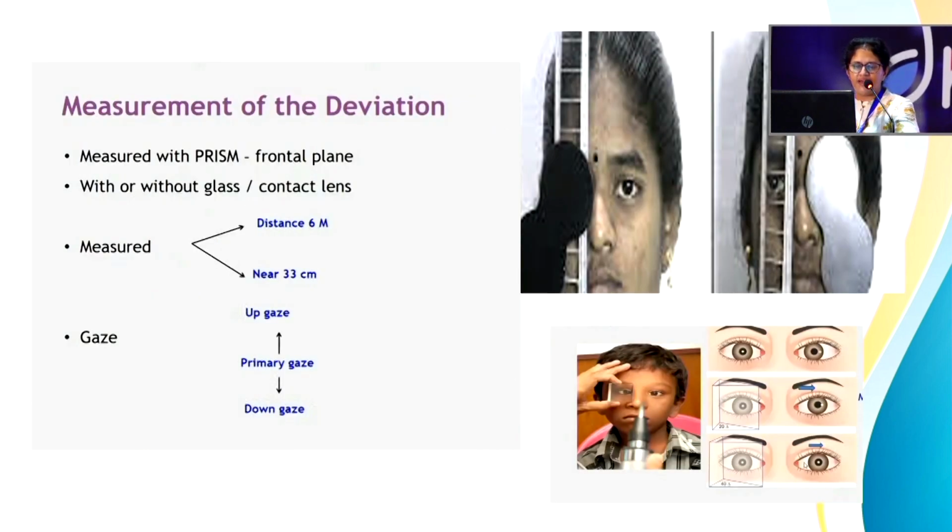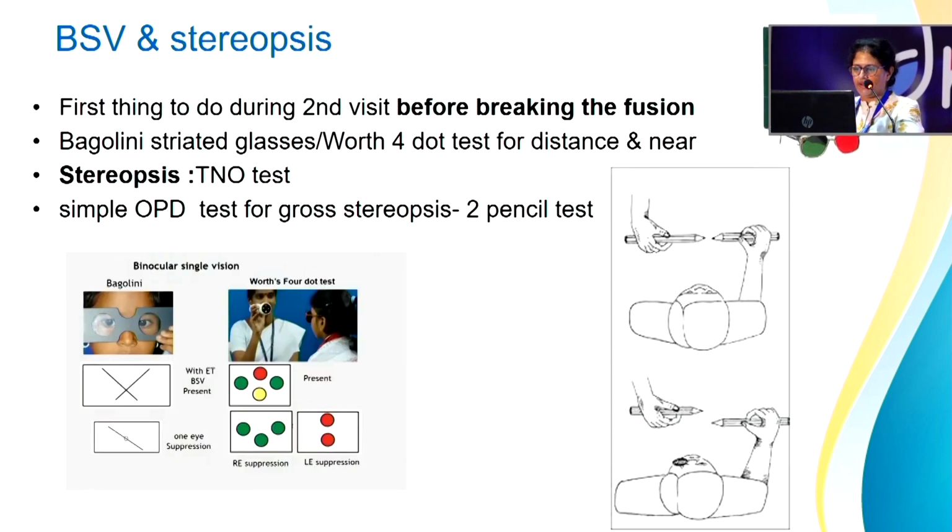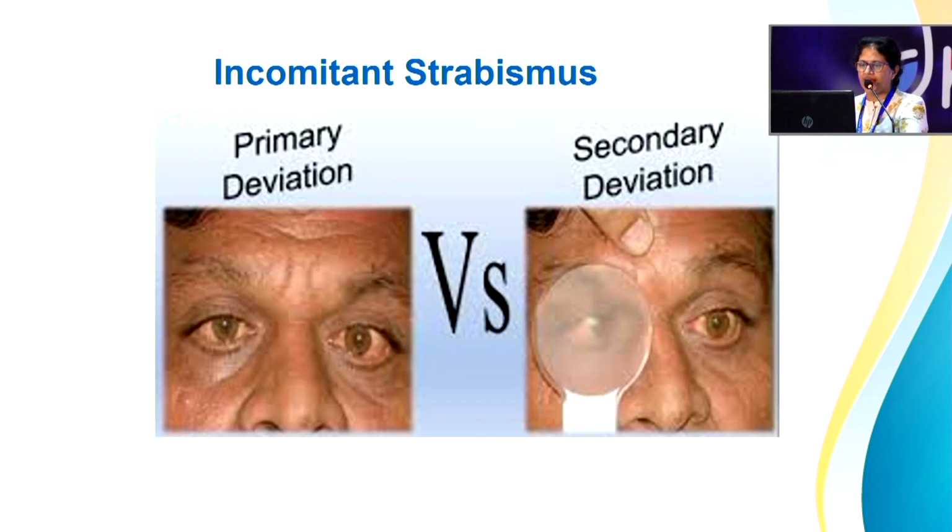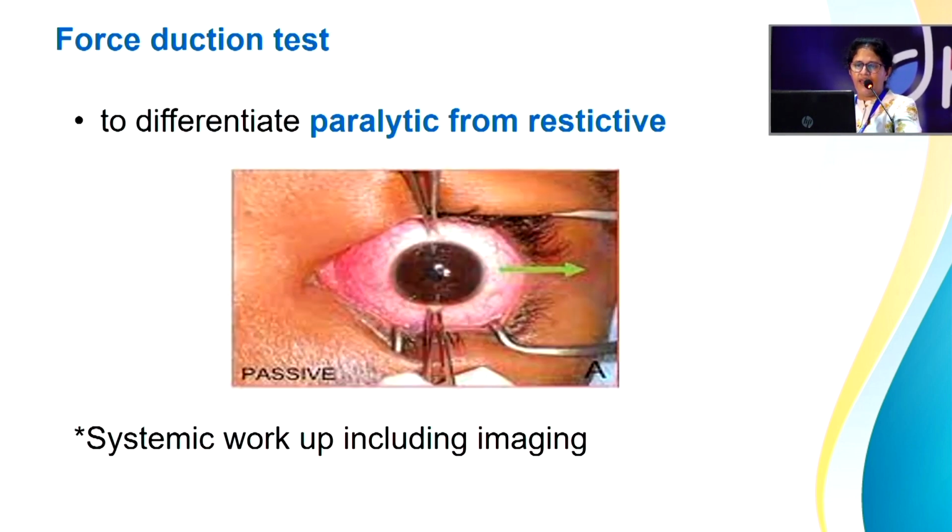Measurement of deviation can be done with the prism cover test, both for near and distance, at least in up gaze, primary gaze, and down gaze. And also assess the BSV and stereopsis. In the case of concomitant squint, look for primary and secondary deviation. A forced duction test has to be done to differentiate paralytic from restrictive squint.